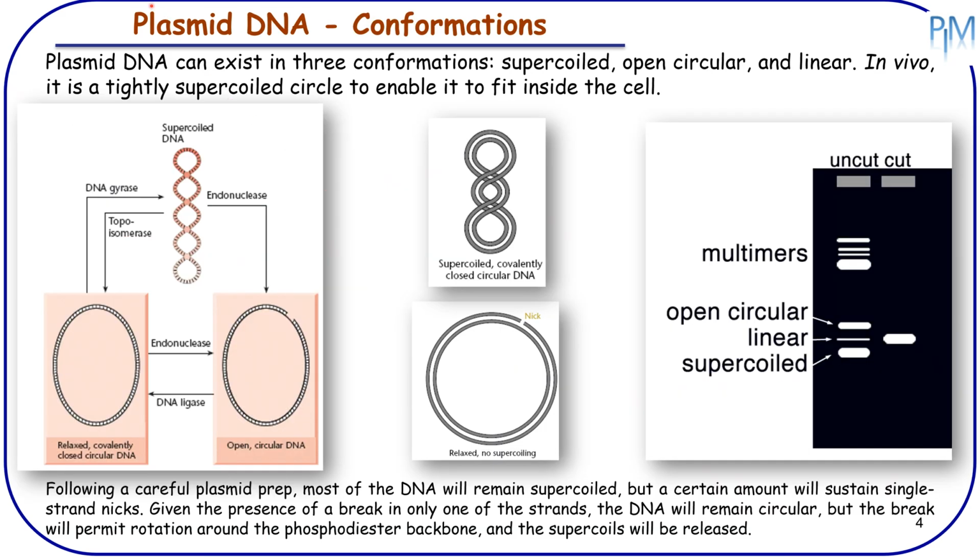Plasmids are very interesting. There are three different conformations that plasmid DNA can take: supercoiled, open circular, and linear. It is typically found in vivo as a tightly supercoiled circle that can only fit inside the cell. However, after plasmid preparation, some of the DNA may have single-strand nicks. If only one strand is broken, the DNA will still be circular but will allow rotation around the phosphodiester backbone, ultimately releasing the supercoils.